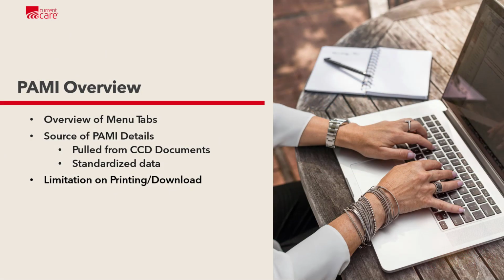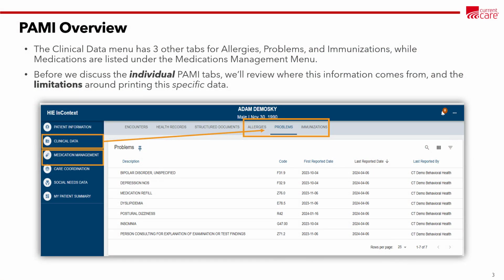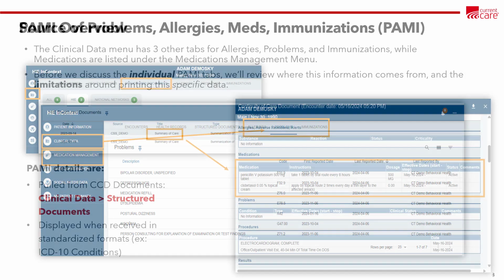Let's begin with a quick overview of the menu tabs for Problems, Allergies, Meds, and Immunizations. For the purpose of our training materials, we refer to these four areas of data as PAMI. In this screenshot, the Clinical Data menu on the left has three subtabs for Allergies, Problems, and Immunizations, while Medications is in a separate section on the left called Medication Management.